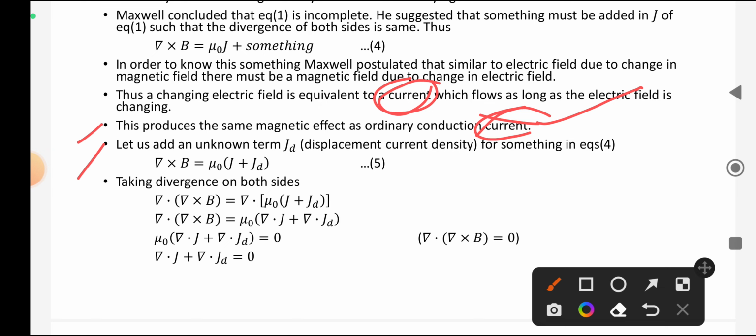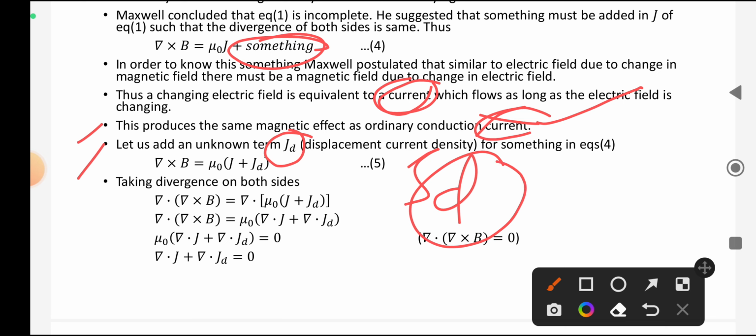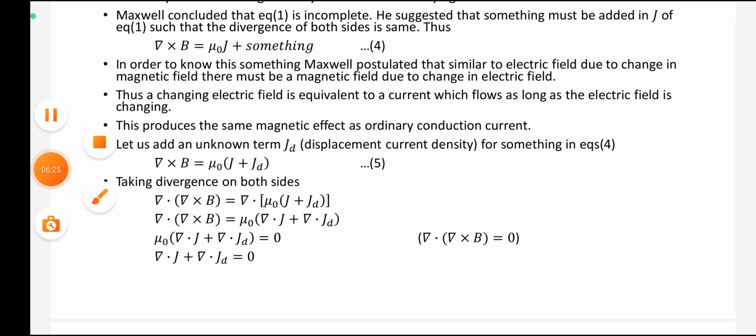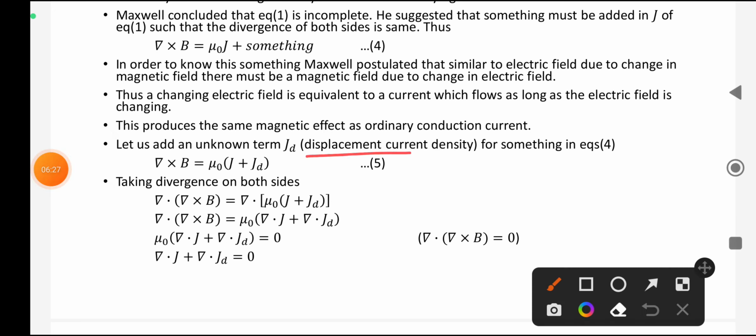Let us add an unknown term JD. In the place of something, we have to add JD. D means displacement and J means current density, so it is the displacement current density. That is also given here in the bracket, for something in equation 4.